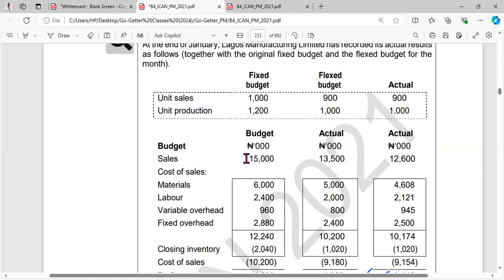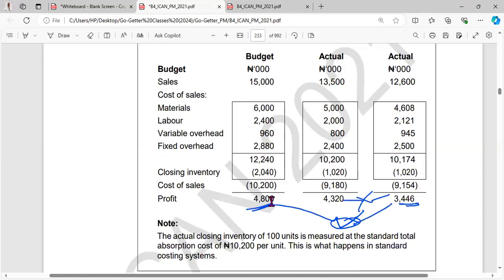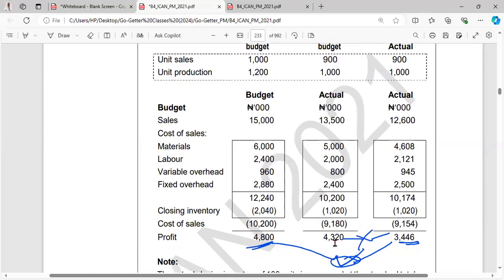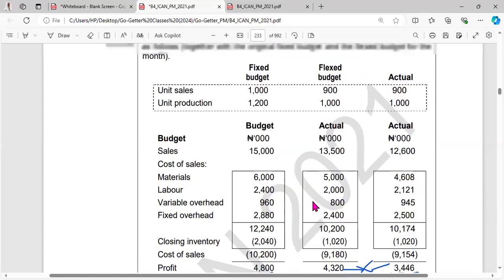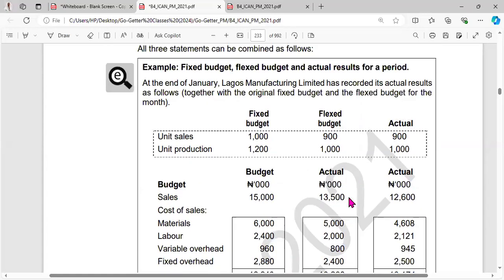But if you look at this here, they are the same prices. They are the same prices giving you this figure, the same profits. Every index that was used here is the same price that was used there. So the difference that you have here is based on volume. The same thing, the difference you have here is based on volume. This is what we call sales volume variance. We'll talk about it later.